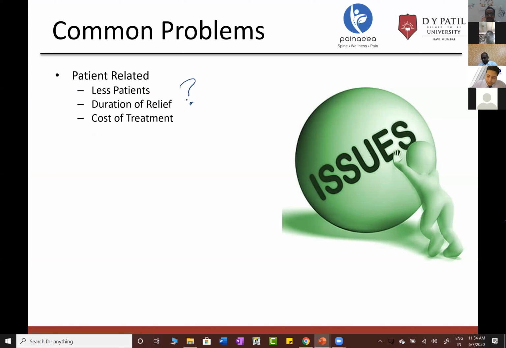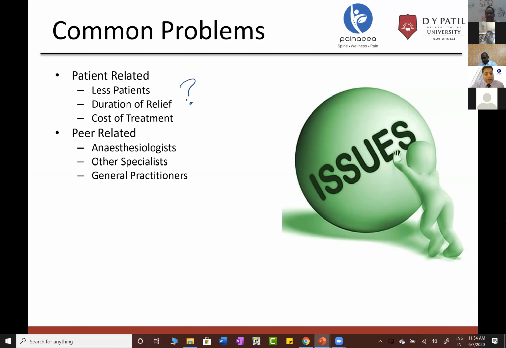And number two question is peer related. So many anesthesiologists will say, why RF and what are you doing differently? If your pain physician is working without RF, then how do you differentiate yourself from your fellow anesthesiologists who are experts in doing the diagnostic procedures as well? Then there are other specialists who have also started doing the diagnostic procedures now. So you have your colleagues from other specialties.